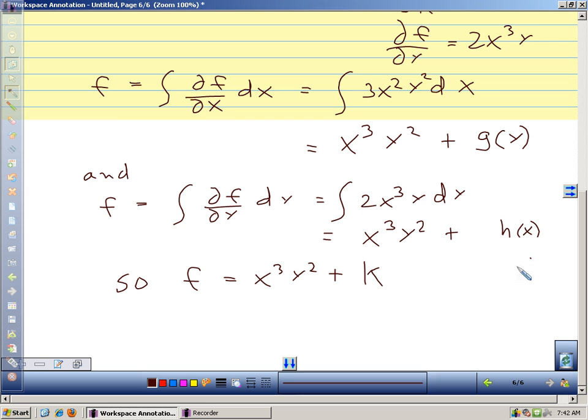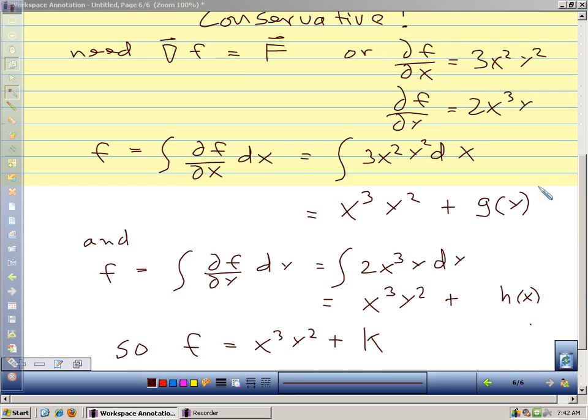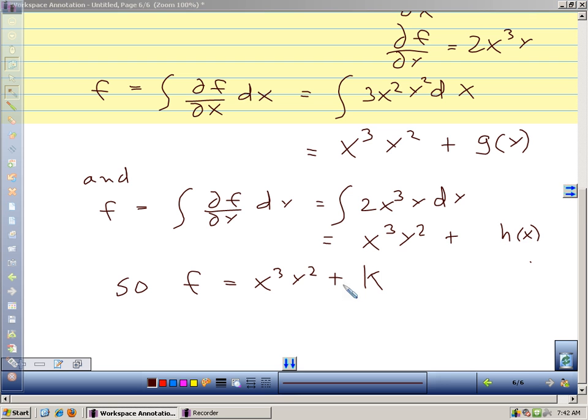All right, so to have a conservative vector field, it has to be the gradient. Our vector field has to be the gradient of some potential function. If our function is conservative, we can integrate to find our potential function. But when we integrate, we have to make sure we're taking into account that our constants of integration can be a function of our other variable.